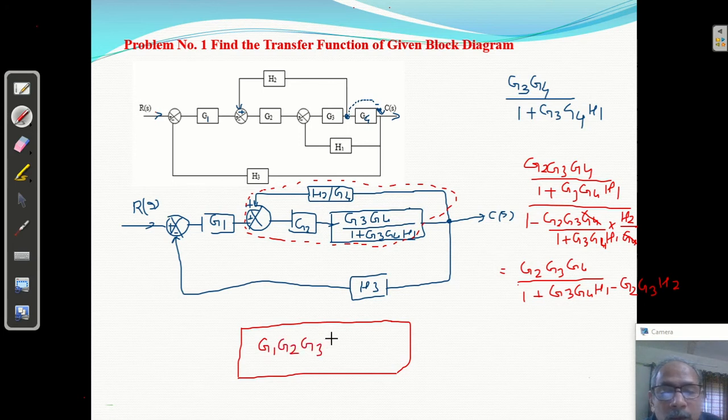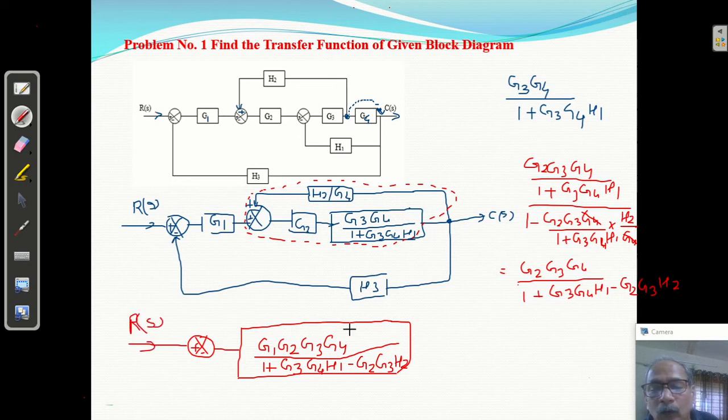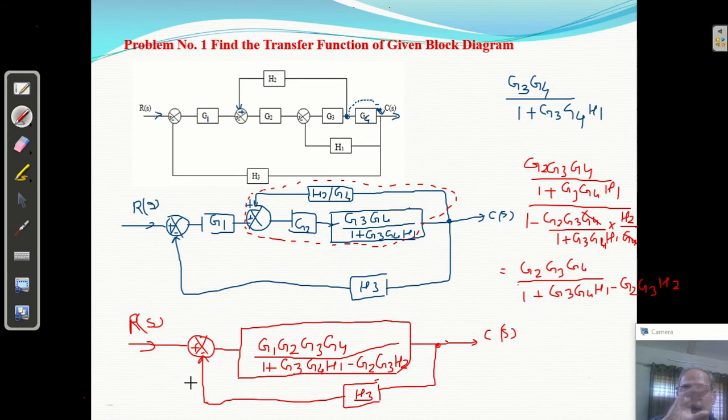G2, G3, G4 upon 1 plus G3, G4, H1 minus G2, G3, H2. After this, and this is forming a cascade, okay, it is plus, and this is negative feedback minus, this is R of S, okay, this is C of S, and we are taking feedback from here, that is the closed loop H3. Okay, so in this way we will go.